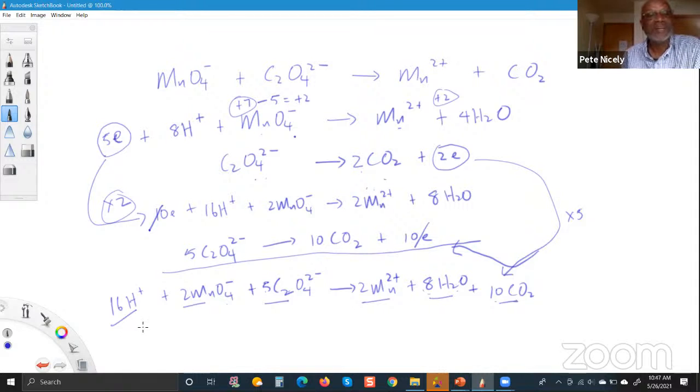And then the charges. Let's look at the charges. We have plus 16, minus 2, minus 10. So what does that give? 16 minus 2, that's 14. 14 minus 10, that's 4. So plus 4 on this side. And here we have 2 times plus 2, which is plus 4. So the charges are balanced. So therefore, the equation is correct. All right. Any questions on this one? Any questions?